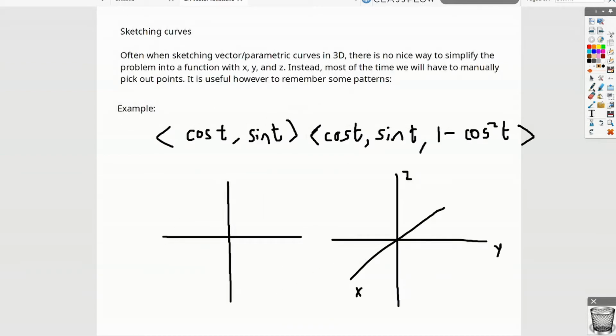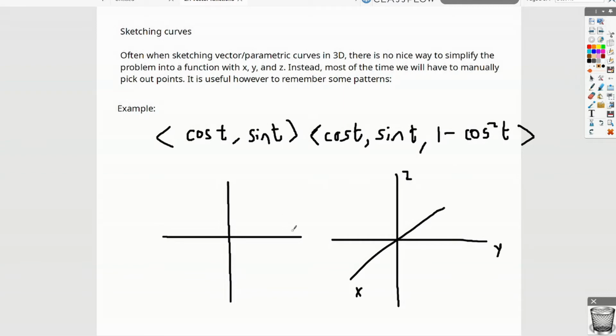Now, sketching curves. This is going to be the hardest part of this chapter. The derivatives and the integrals, we're going to have in there as well, but that's going to be easy. This is the hardest part because we have to be able to parameterize, and we have to figure out the parameterization to be able to figure out patterns so that we can draw the correct curves.